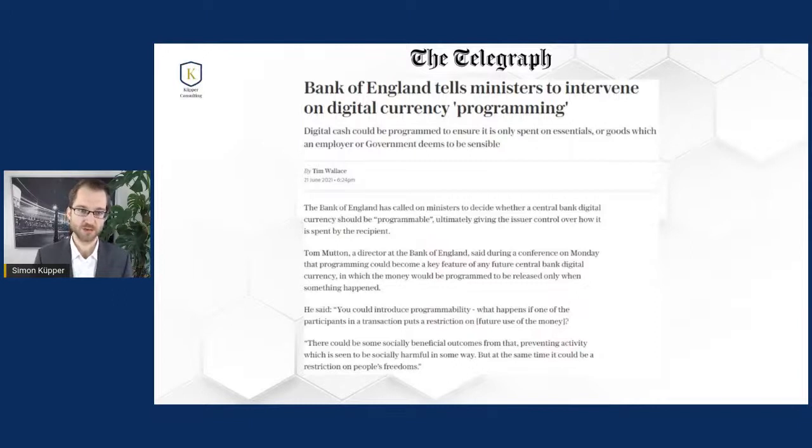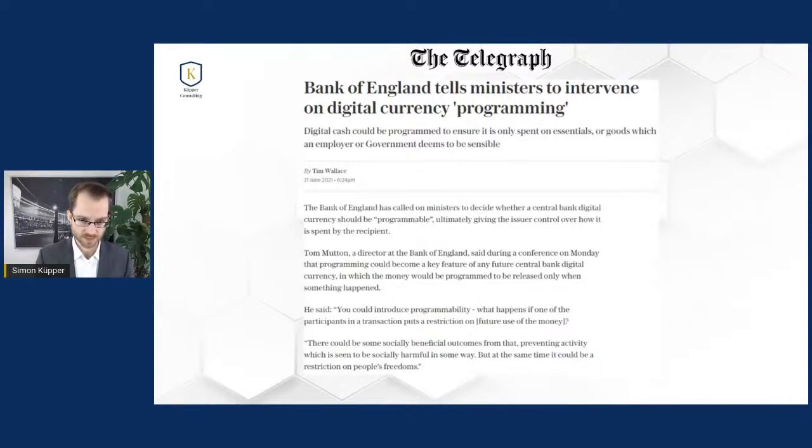They say digital cash could be programmed to ensure it is only spent on essentials or goods which an employer or government deems to be sensible. I read it because I'm not sure if you can actually see it on your screen. From Tim Wallace in June 2021: the Bank of England has called on ministers to decide whether a central bank digital currency should be programmable, ultimately giving the issuer control over how it is spent by the recipient.